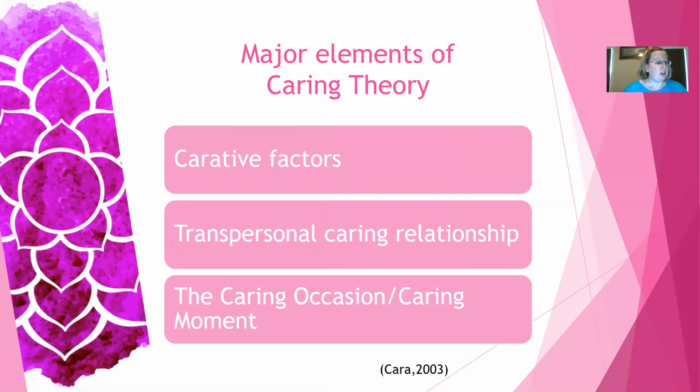Dr. Watson first developed her caring theory in 1979. And to understand some of the major elements of her theory, it's important to understand her language, or the meaning behind the word curative. Dr. Watson chose this word, and it's derived from a Greek word, caritas, meaning to cherish and give special loving attention. The following slides will expand on the 10 curative factors, as well as the other 2 major elements of her theory, those being the transpersonal caring relationship and the caring occasion or caring moment.